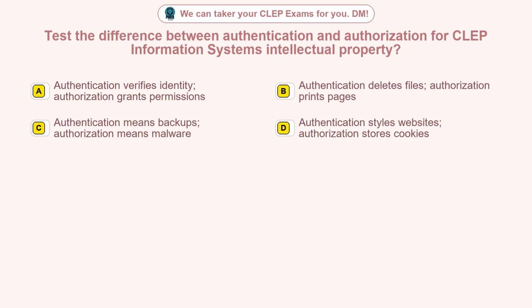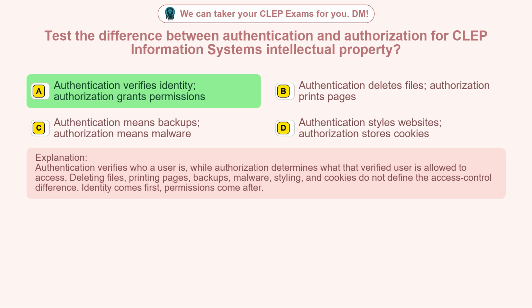Question 46. Test the difference between authentication and authorization for CLEP Information Systems intellectual property. Option A. Authentication verifies identity, authorization grants permissions. Option B. Authentication deletes files, authorization prints pages. Option C. Authentication means backups, authorization means malware. Option D. Authentication styles websites, authorization stores cookies. The correct answer is option A. Authentication verifies identity, authorization grants permissions.